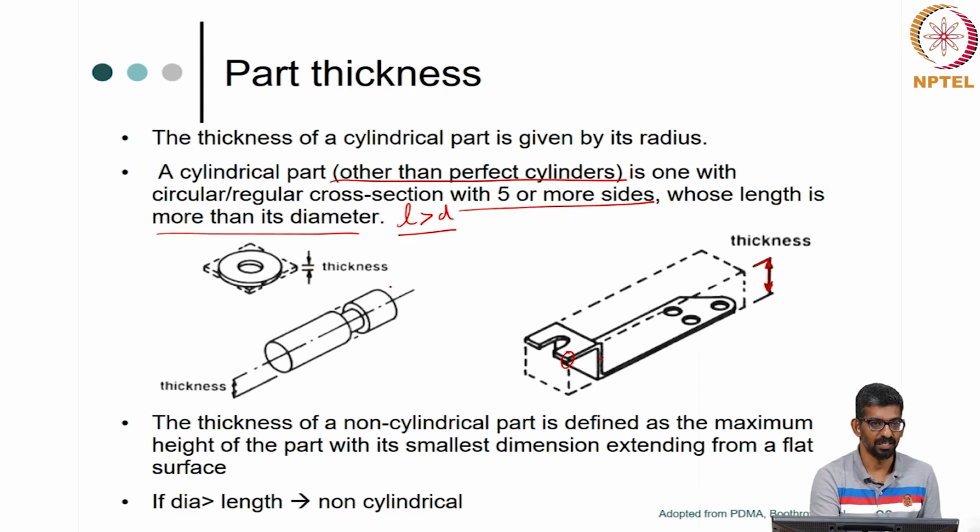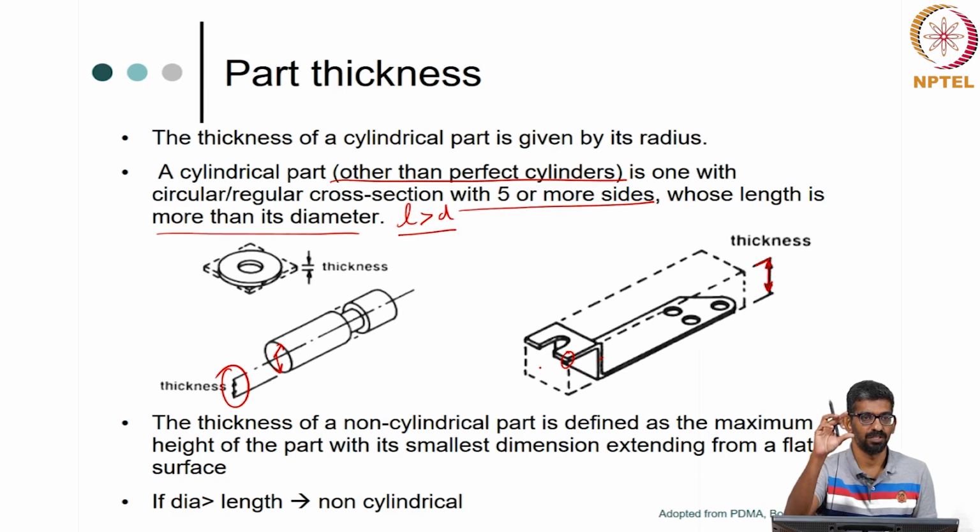Whereas, if you have a cylinder, you just take the radius, that is all. This is what is going to be my thickness, that is what is shown here. Just the radius will be your thickness for cylindrical parts. For non-cylindrical parts, you assume that you are gift wrapping and then you find the thickness or the height of the box, that is what is going to be your thickness.